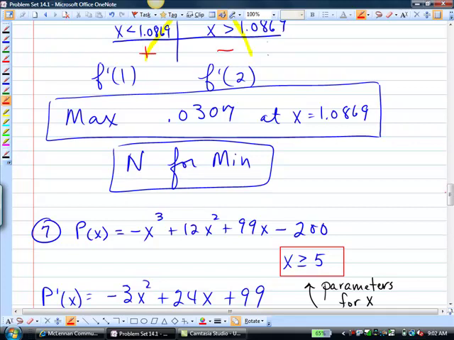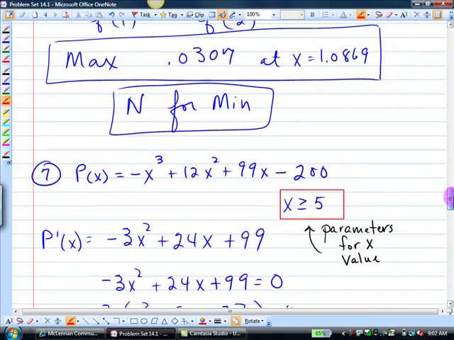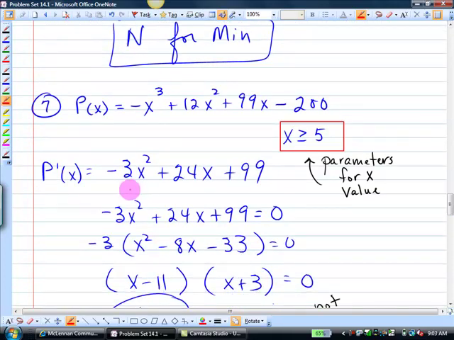Find the number of hundreds of thousands of pillows that must be sold to maximize profit. We're going to take the derivative. We're going to find out where the max is. So here's the original function. You're going to take the derivative of it. We get that right here: negative 3x squared plus 24x plus 99. That's the derivative.